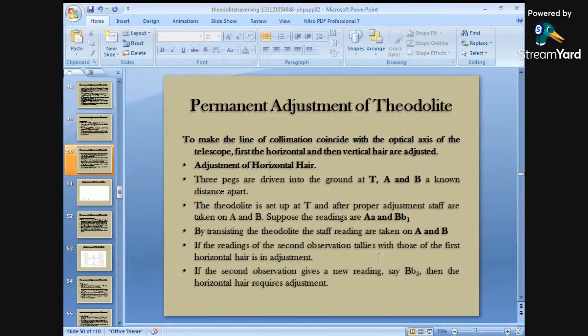But if the second observation gives a new reading, suppose you turn the telescope by 180 degrees and the readings do not match the previous reading, say the reading at point B is BB2, then the horizontal hair is required to be adjusted. So you need to adjust the horizontal hair.